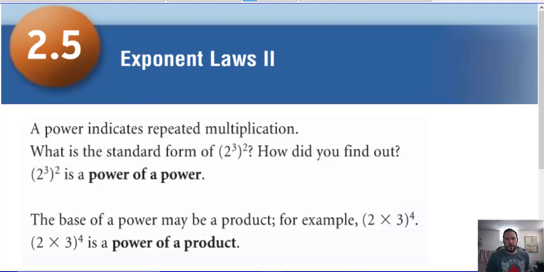In this video, we're going to have kind of a 2-for-1. We've got exponents, a second set of exponent laws. So we're going to talk about those now.